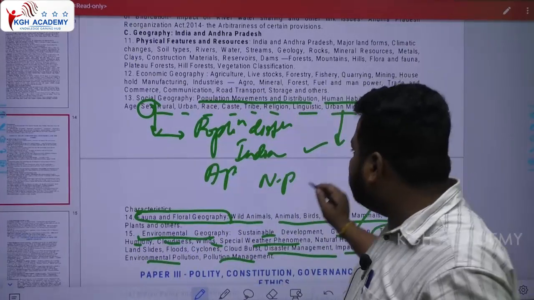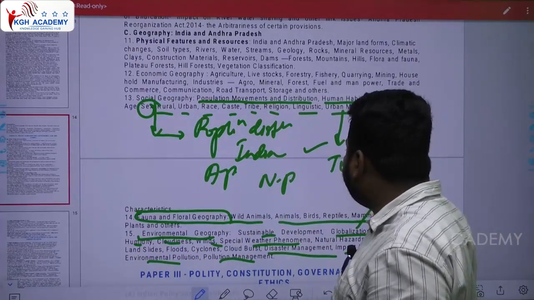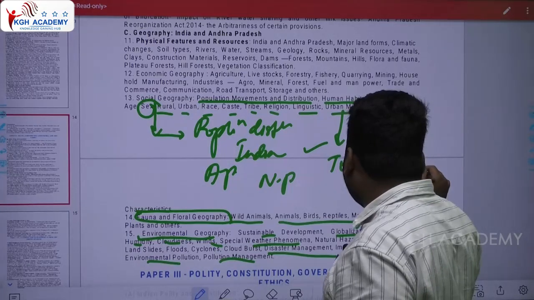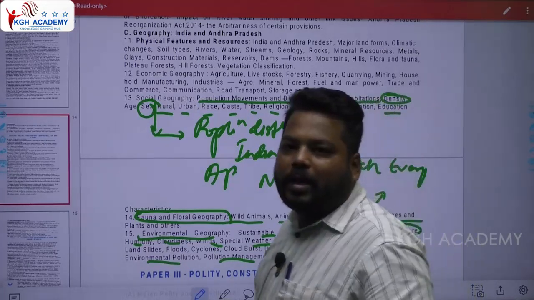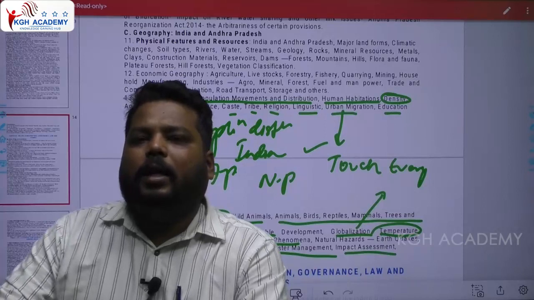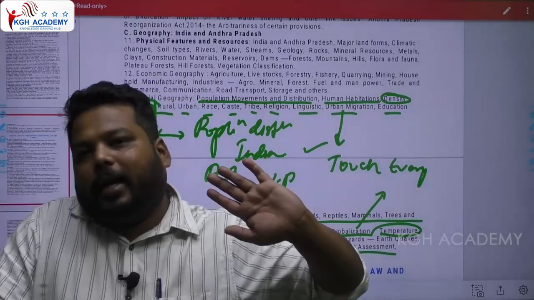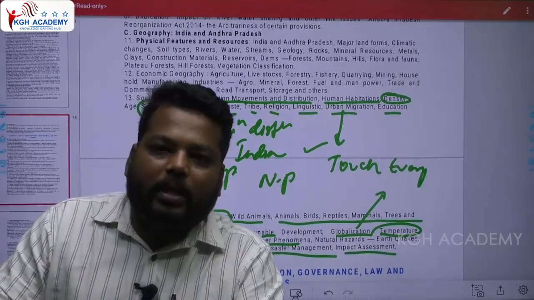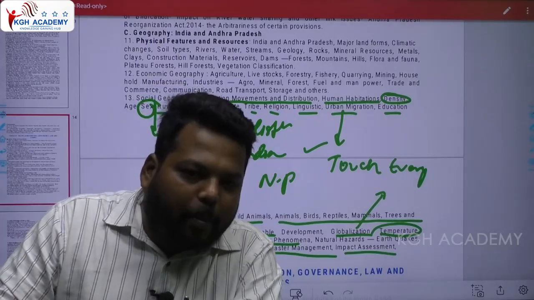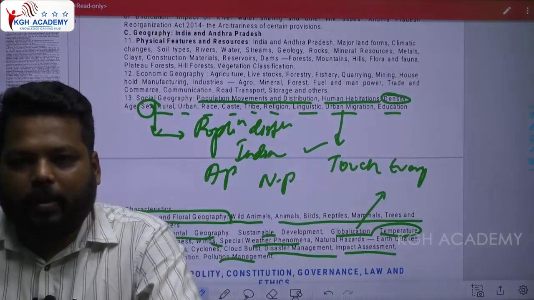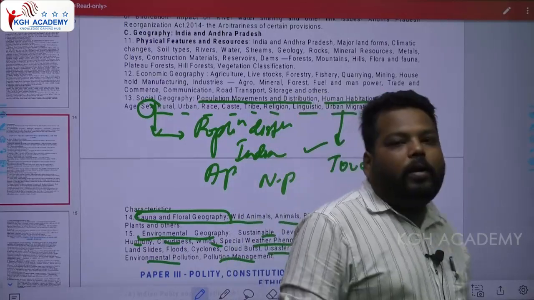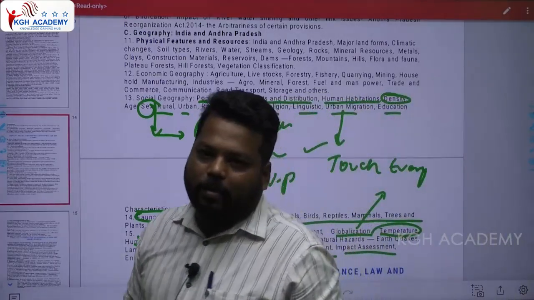Done. We will touch every corner. The only point is that you have to touch every point. The reason is, if you read the entire thing, any question they might ask you will be easy for you. That's why we will touch upon every point of contact. Done. So this is the Group 1 Mains APPSC syllabus.